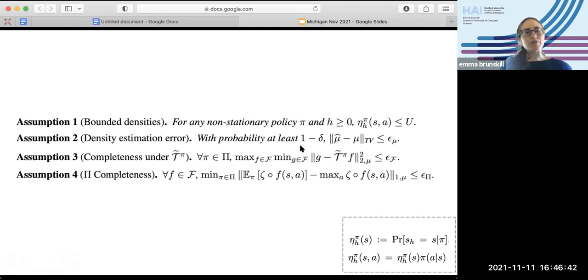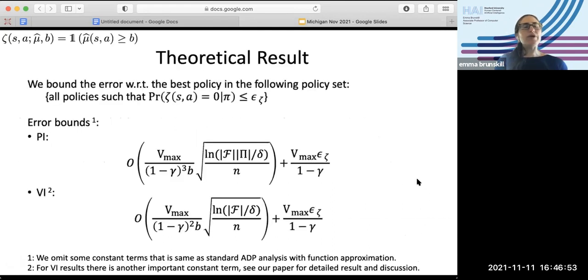And then we assume completeness, and then pi completeness. 3 and 4 are quite standard in a lot of the off-policy learning. And again, all of this is assuming that the system is actually Markov. And then we can get a theoretical result that allows us to say how good is the policy that we get by doing this sort of pessimistic policy iteration or pessimistic value iteration compared to the best policy within the supported set.